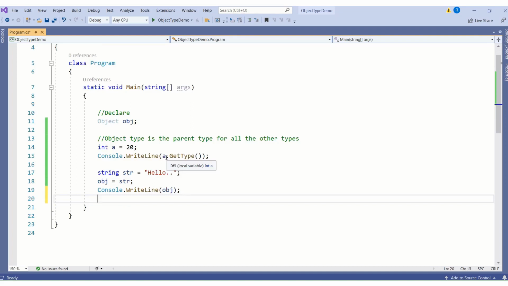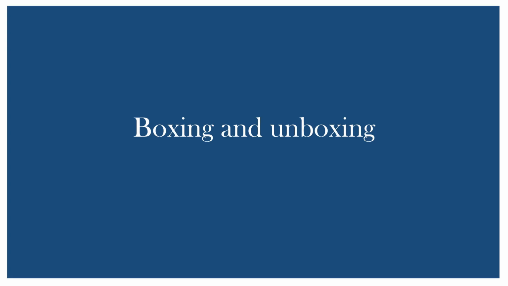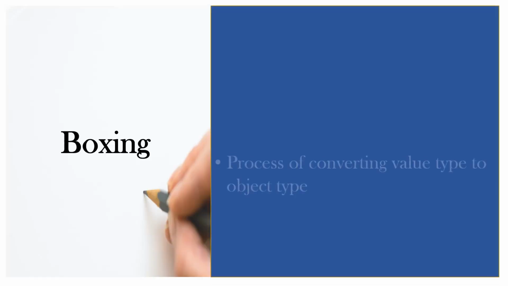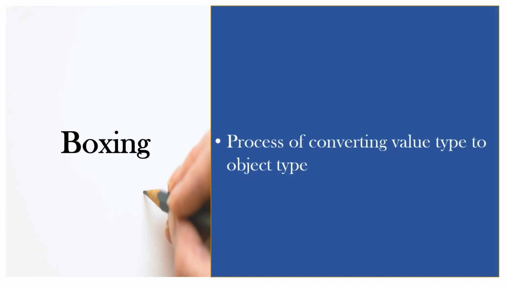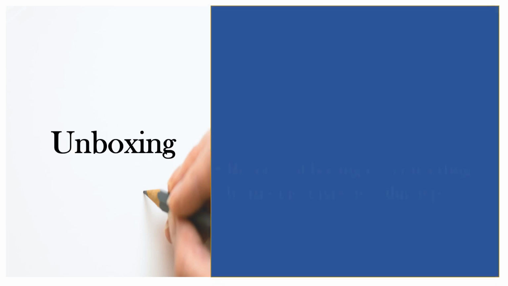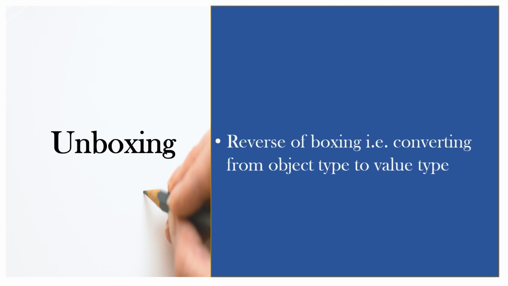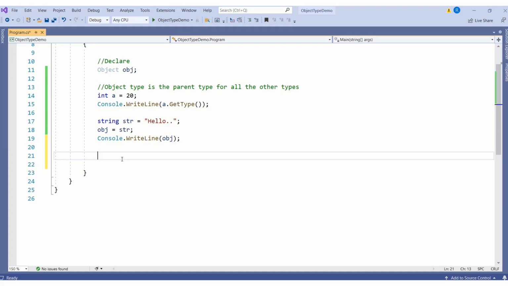There is one more thing that you should know about object type, that is boxing and unboxing. Theoretically, boxing is the process of converting a value type to object type. Unboxing is the reverse of boxing. Here we convert the object type to value type. Now we shall understand boxing and unboxing with the help of code.